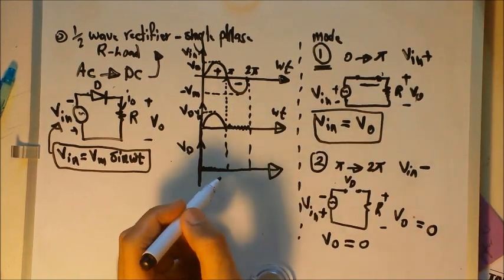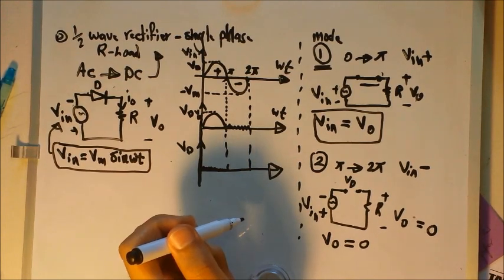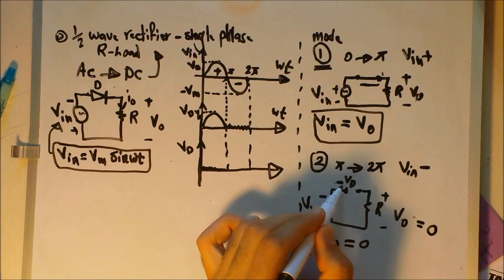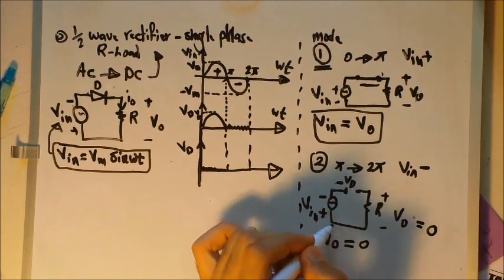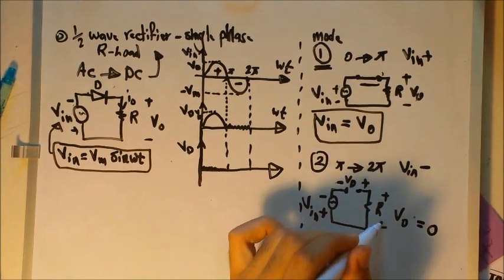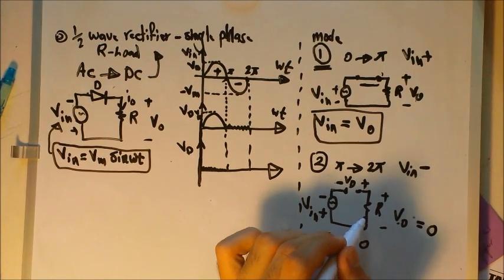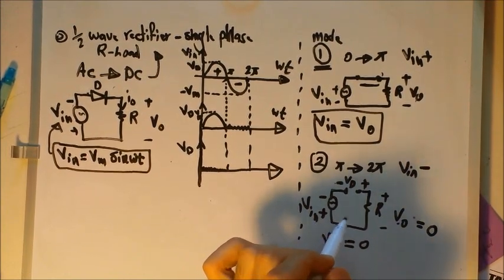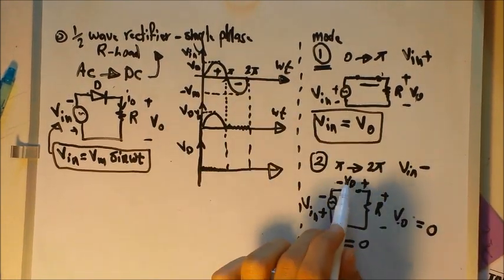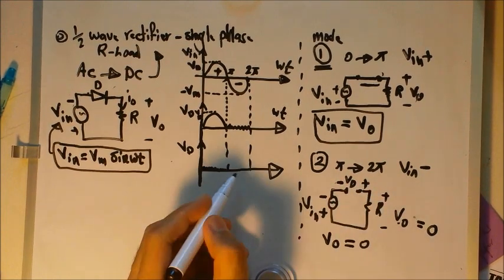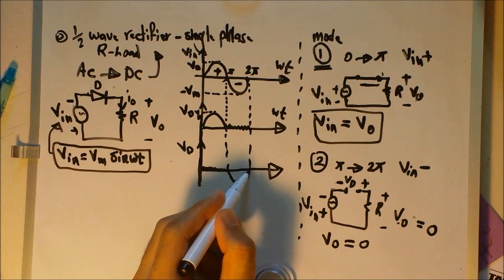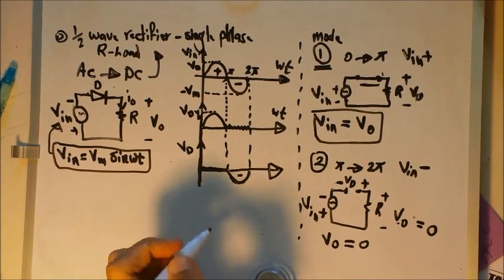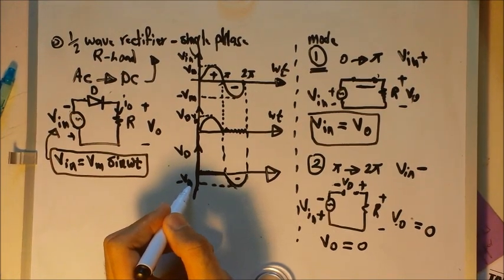Okay, the second mode, in the second half cycle, pi to 2 pi: this side is negative, connected in the same wire, and this is positive here. The voltage across the resistor is zero because there is no current. So the voltage across the diode is going to be V input in this case, which is minus, so V diode here is negative like this, and this is minus V maximum.